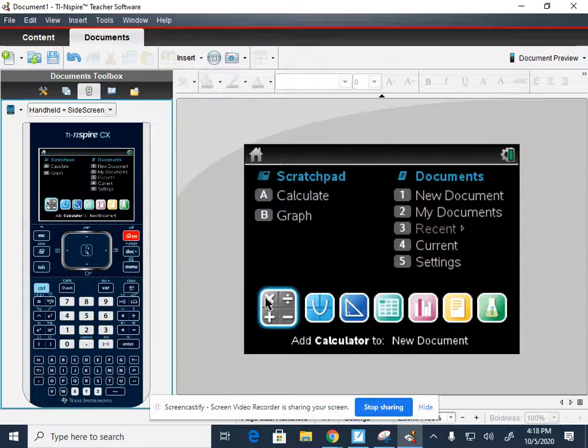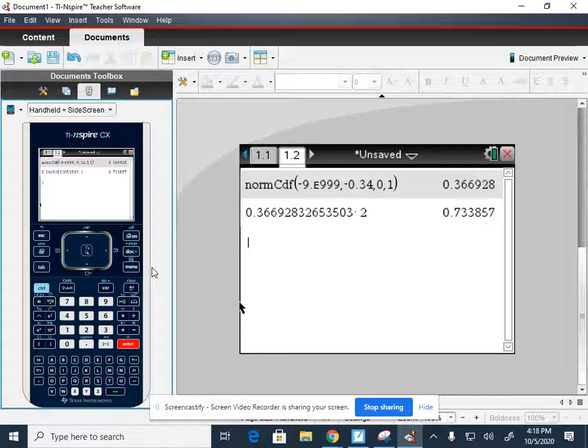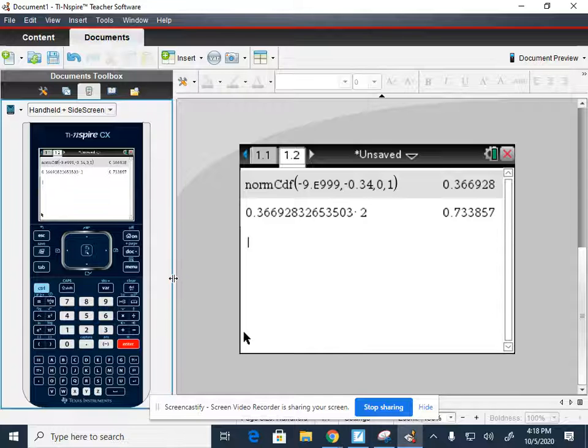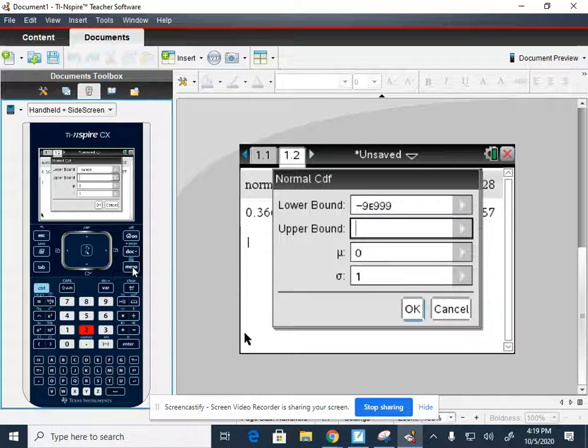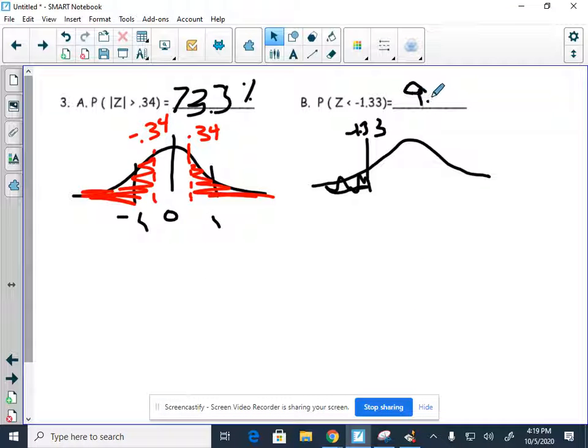I'll do it one more way. I'm going to do it with a clean calculator screen. I'm going to go menu 652. I could go from negative 999 up to negative 0.34 and then double it. And that still gives me the 73.4%, I guess. Remember, we don't get caught up a lot in the rounding on the normal curve. This one, less than negative 1.33. So we're looking at that value. We would go menu 652. We're going from negative 999 to negative 1.33. And that one is 9.2% if we round it off. Just seeing if we understand the basics of the curve.